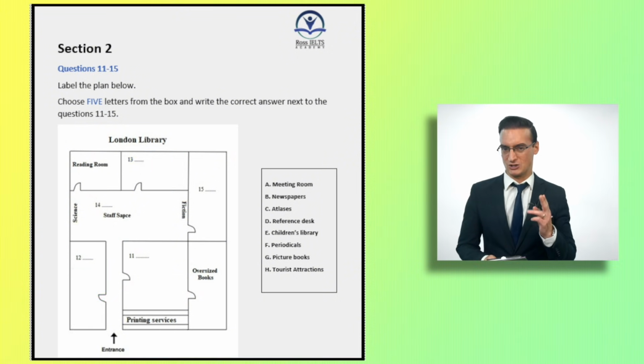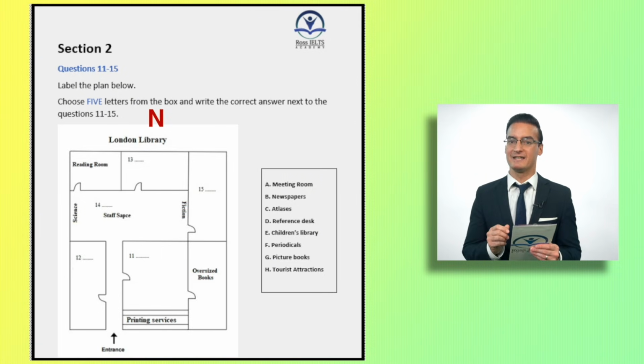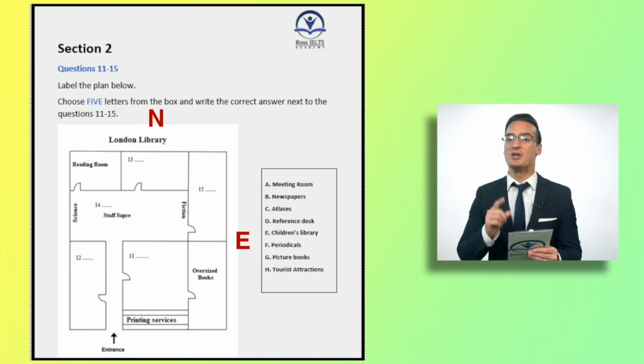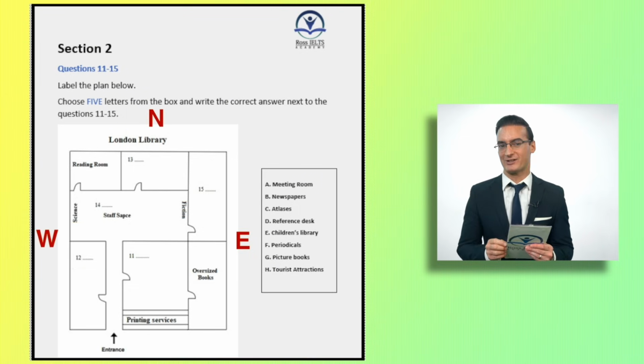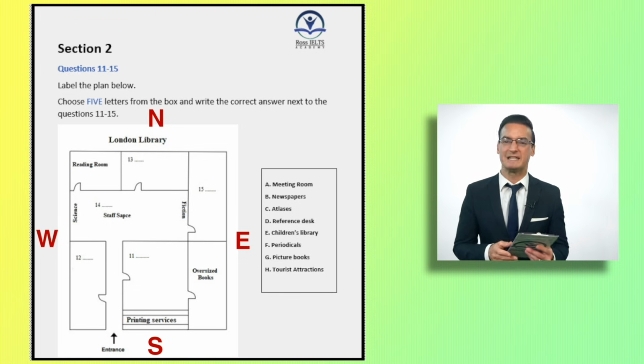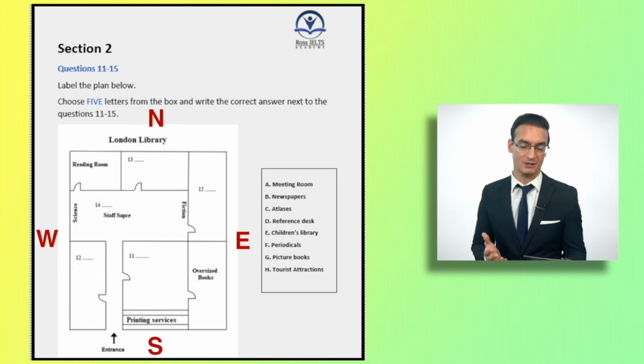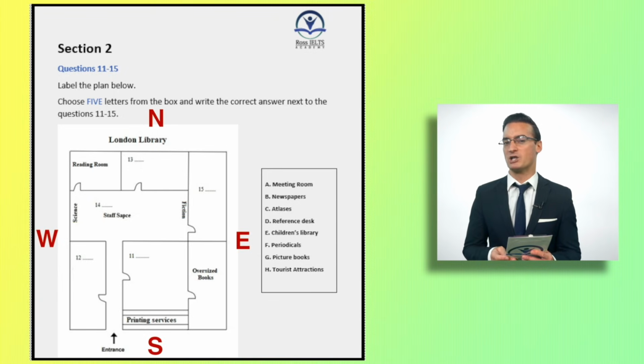My suggestion to you before doing anything is to mark the map with directions in big letters. Write N as north, E as east, W as west, and S as south. By doing this, you will easily follow the speaker when he or she says, for example, on the northern part of the library or on the west side of the reading room.